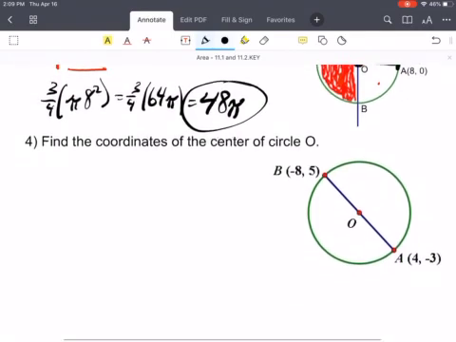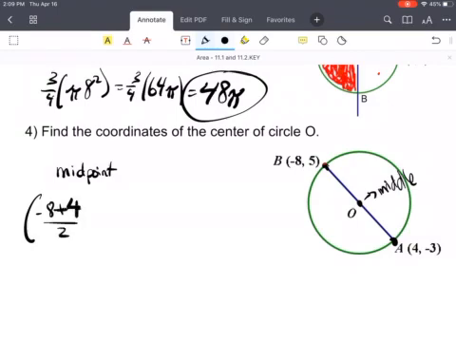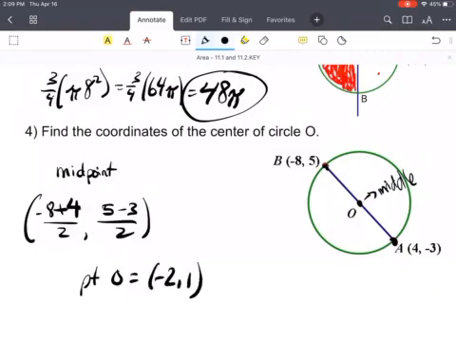Find the coordinates of the center of the circle here. So if these are on the diameter, then my point O is in the middle, which is my midpoint. So I'm going to add up my x's and divide by 2, and add up my y's and divide by 2. And it tells me that my point O is equal to -2, 1.